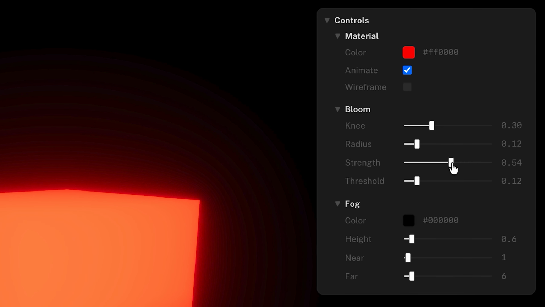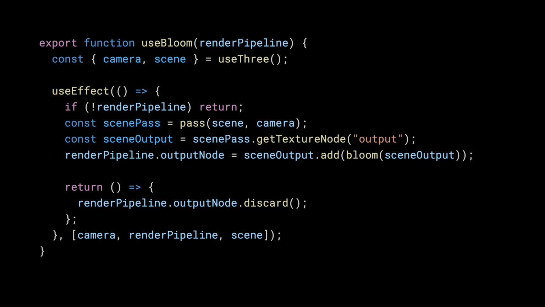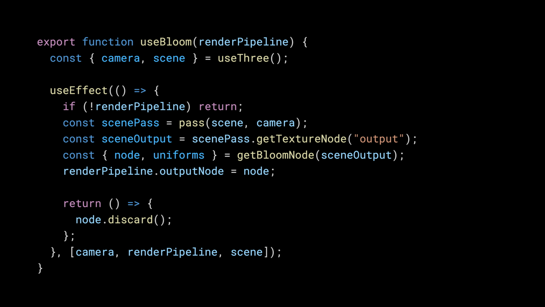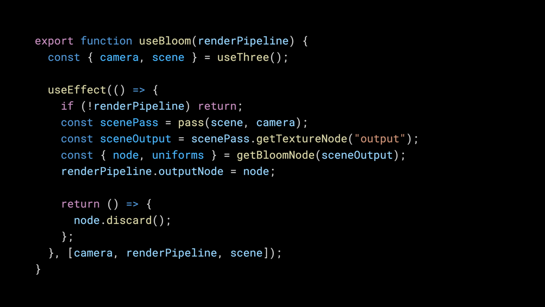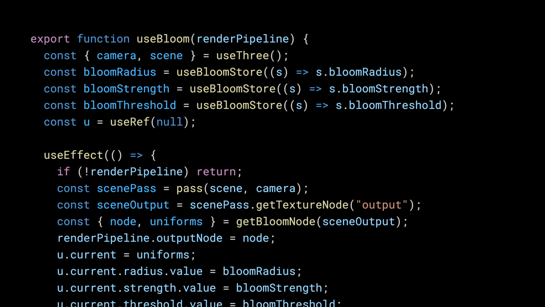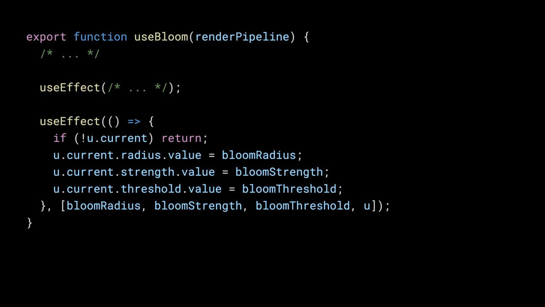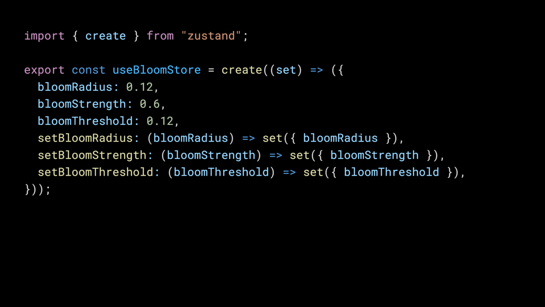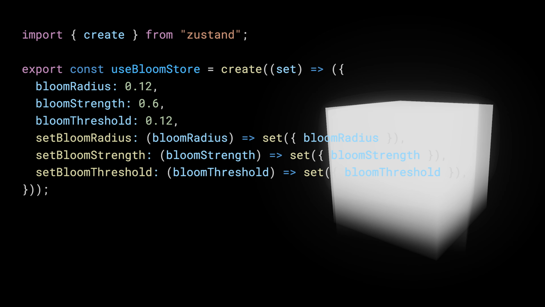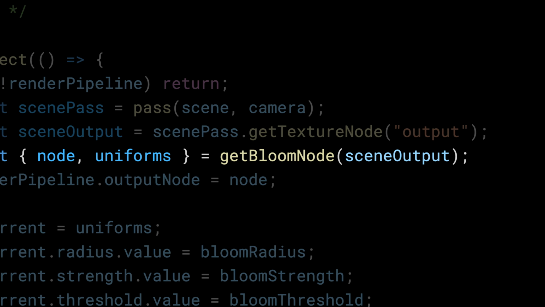But we want to use sliders to control our bloom parameters, so there's some additional work to do. Let's wrap our bloom setup in a function that returns uniforms along with the node we created. Now, we can set those uniforms using values from a state store and update them whenever the sliders change. Here's how I define the values and setters for the bloom radius, strength, and threshold. But we still need to connect it to our actual node, so let's do that.